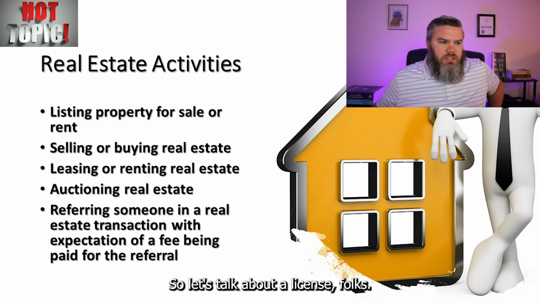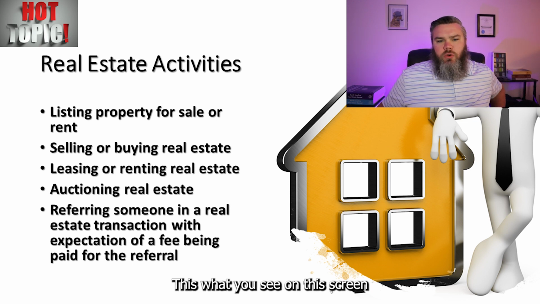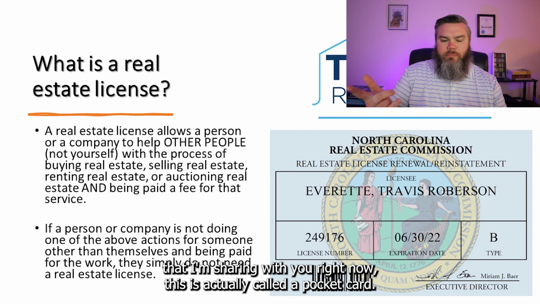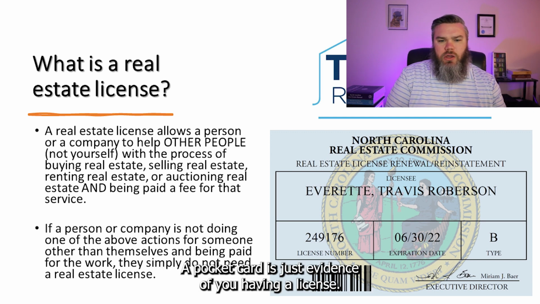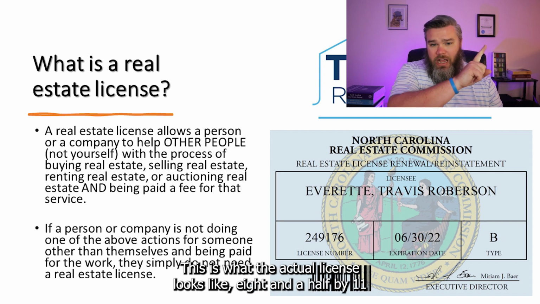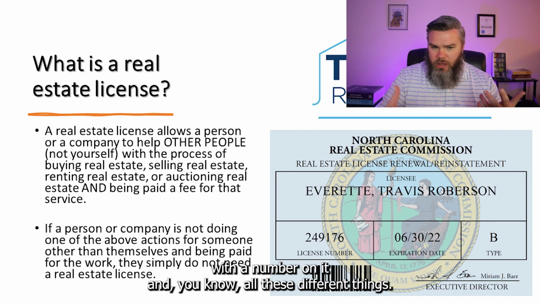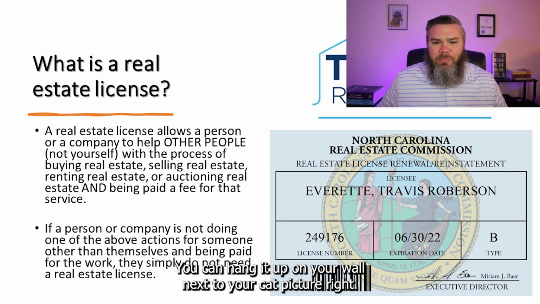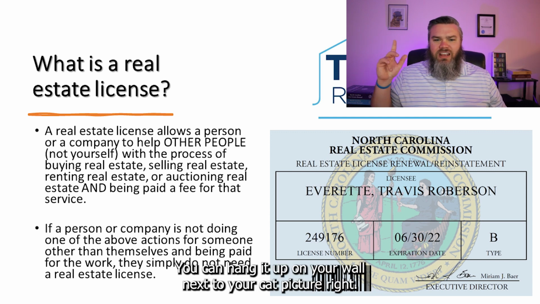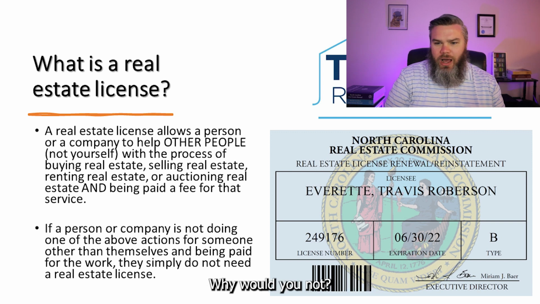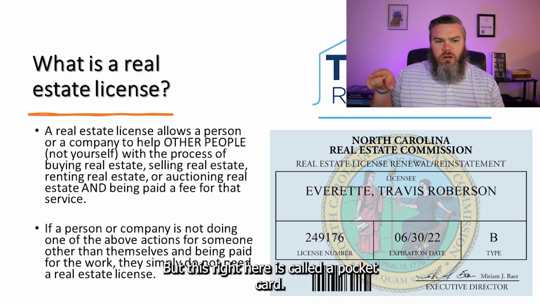So let's talk about a license, folks. What you see on this screen that I'm sharing with you right now is actually called a pocket card. A pocket card is just evidence of you having a license. This is what the actual license looks like. 8.5 by 11 on a seal from the North Carolina Real Estate Commission with a number on it and all these different things. So you can be proud of it. You can hang it up on your wall next to your cat picture, right? Because that's what normal people do. Why would you not? But this right here is called a pocket card.